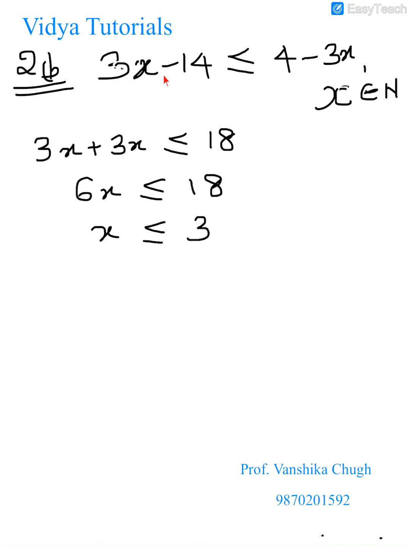So my next question is 3x minus 14. I'm doing question 2b from the sheet. 3x minus 14 is less than or equal to 4 minus 3x. X belongs to natural numbers. Always keep this in mind. Now what will you do?